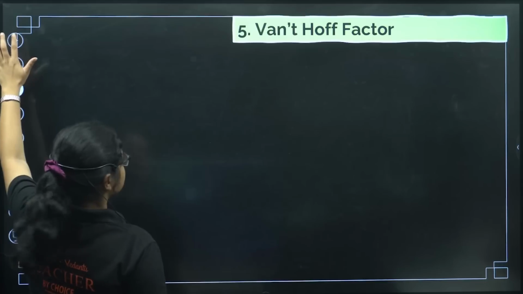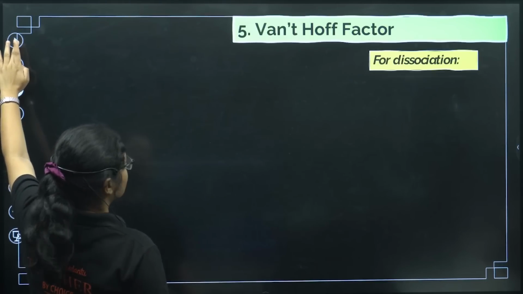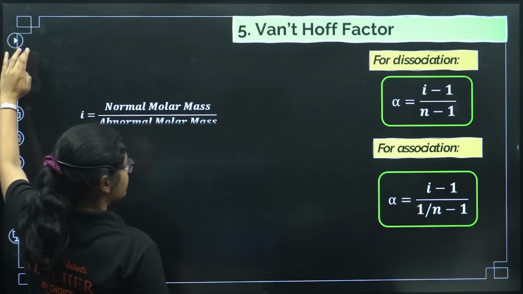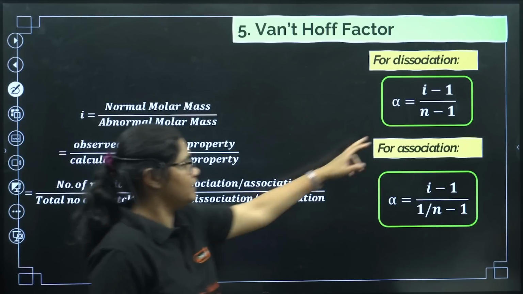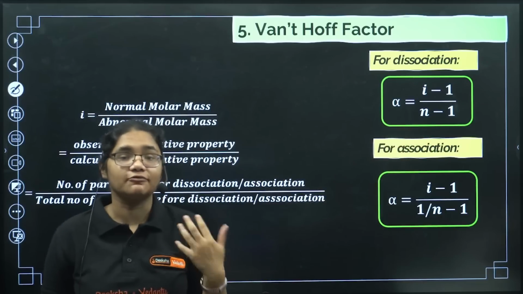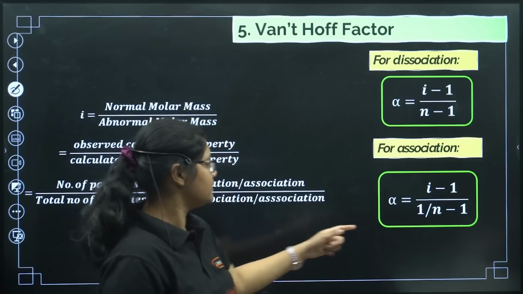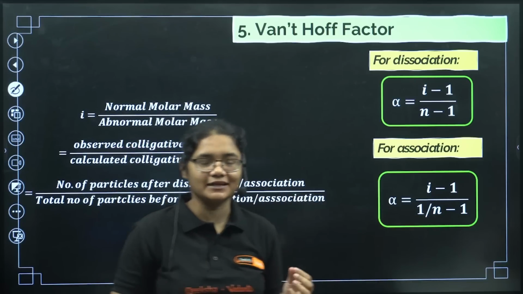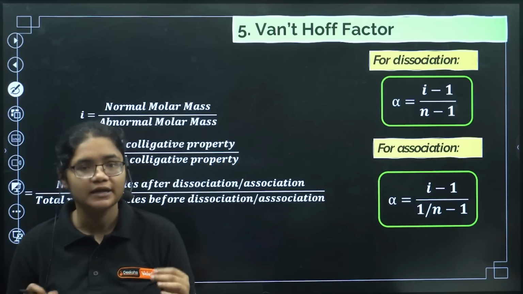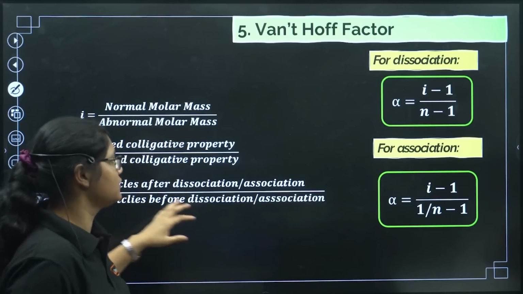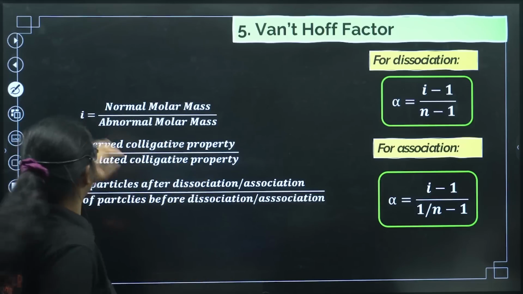Okay. Next we have Van't Hoff factor. Van't Hoff factor for dissociation and association I have given, and these are the formulas of i. So n is the number of particles that is formed after dissociation. And similarly n here is, if it is dimerization, n value will be 2. If it's trimerization, n value will be 3. Like that you will get the formulas for association and dissociation.